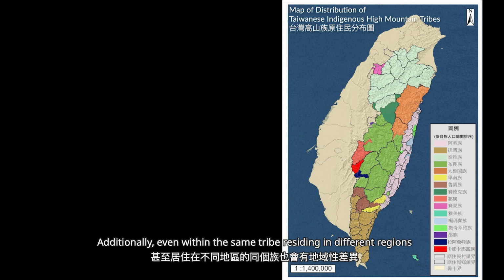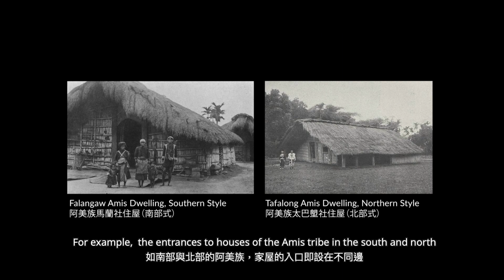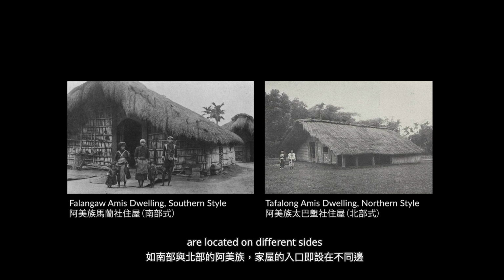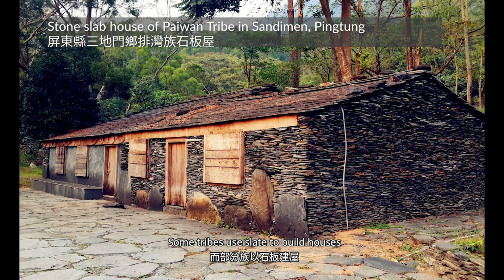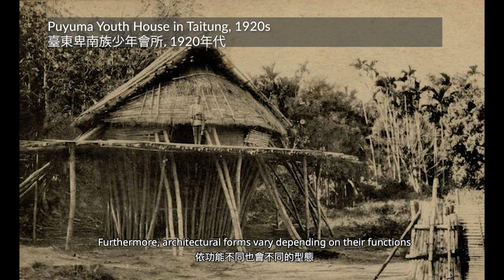Additionally, even within the same tribe residing in different regions, there can be regional variations. For example, the entrances to houses of the Amis tribe in the south and north are located on different sides. Some tribes use slate to build houses, which is evidently different from the Amis. Furthermore, architectural forms vary depending on their functions, such as the youth center of the Yuma tribe.